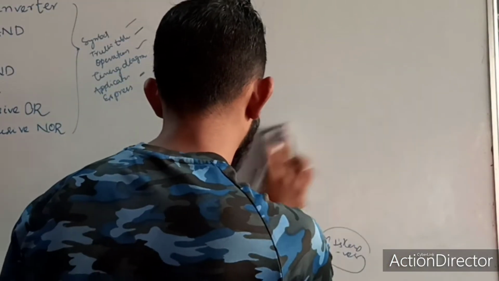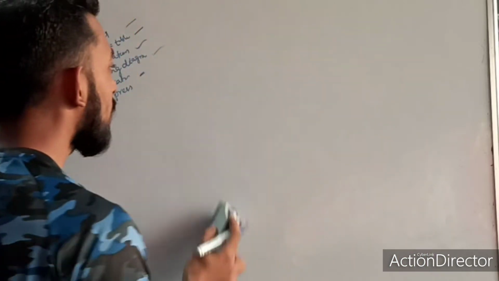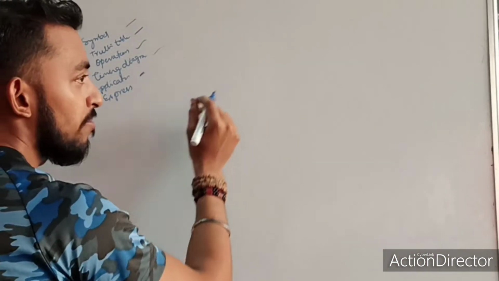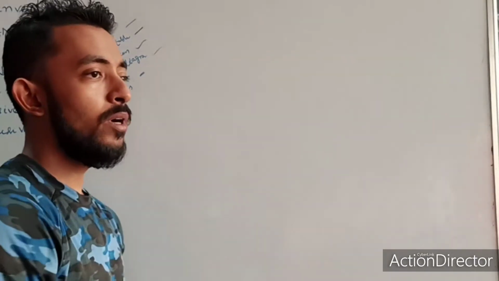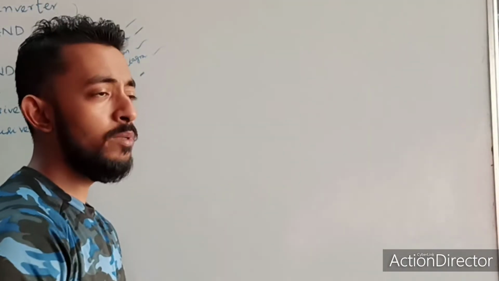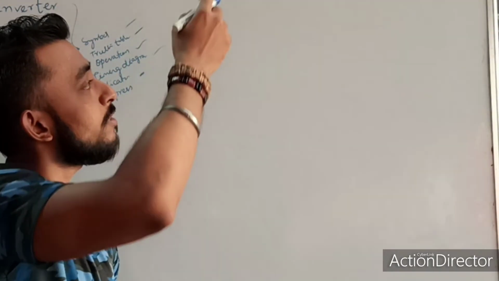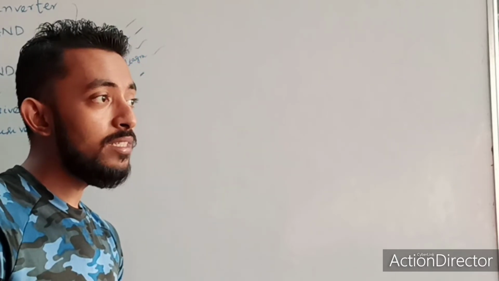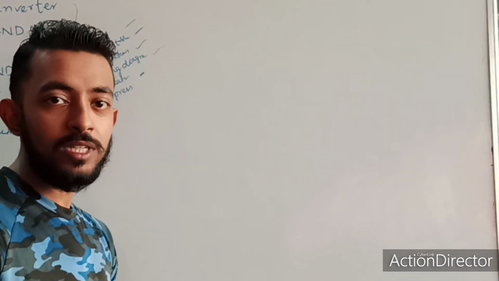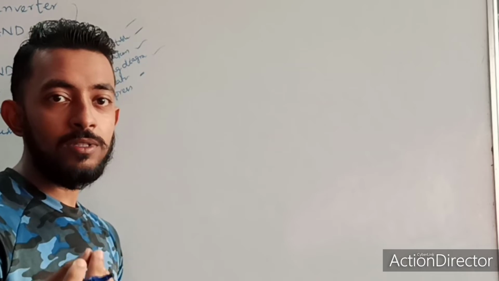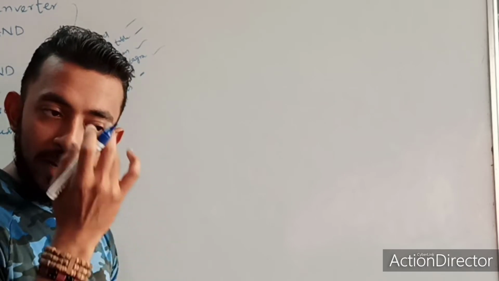Now we'll see the expression. What do you mean by the expression of this inverter? We are going to use this inverter in our Boolean algebra. What do you mean by Boolean algebra? That is there in our chapter also, Boolean algebra. Boolean algebra is the mathematical representation of our logic circuit. To represent our logic circuit mathematically, we are going to use Boolean algebra.